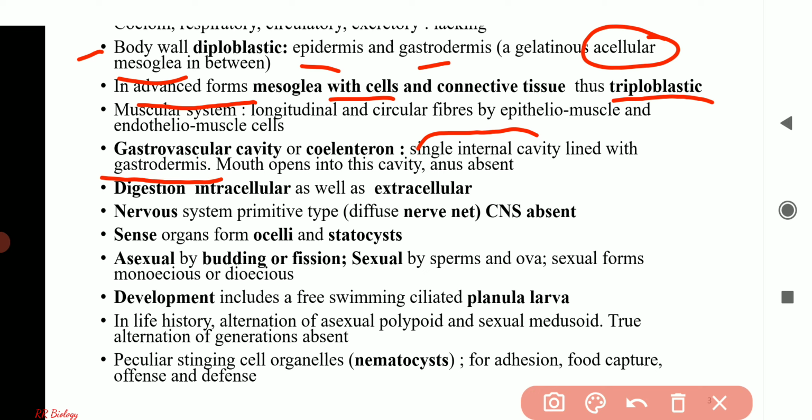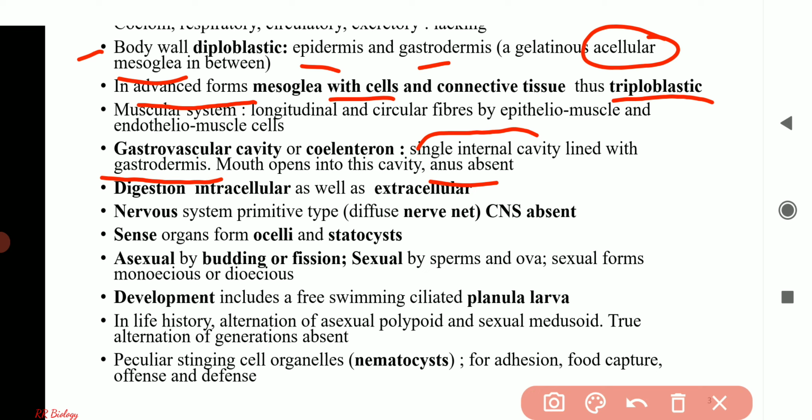That's why we can't say this is a true coelom. We can't say this is a true body cavity. Yes, exactly. This is a single internal cavity present over here, which is lined by gastrodermis. That's called the coelenteron or the gastrovascular cavity. The mouth opens into this cavity, but the anus is absent here. You have been absorbed because you are right now inside the body of some coelenterate.